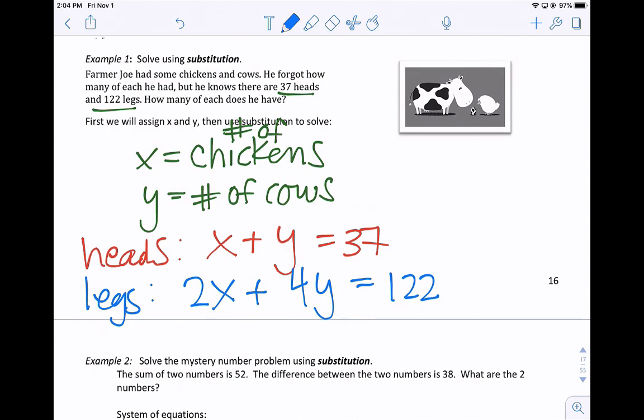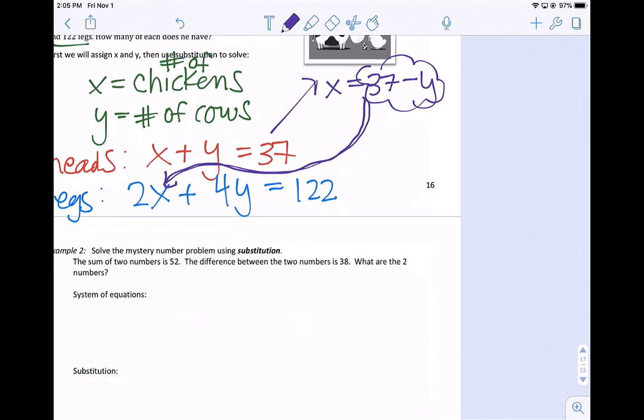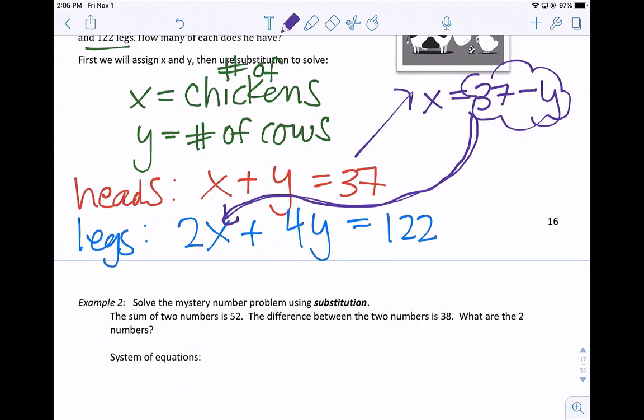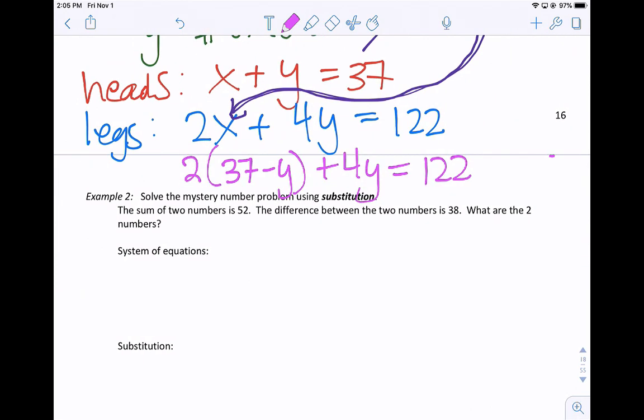So next step is we have to get x or y by itself. I'm just going to get x by itself. So to do that, I would subtract y from each side and come up with the equation x equals 37 minus y. So now we're going to take that and plug that in for the x in the second equation. So get x or y by itself, plug it into the other equation, and I'm running out of room here, so I'll do it here. 2 times (37 minus y) plus 4y equals 122. And now we have an equation with one variable that we can solve.